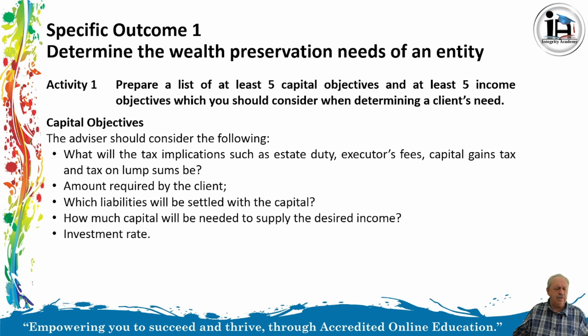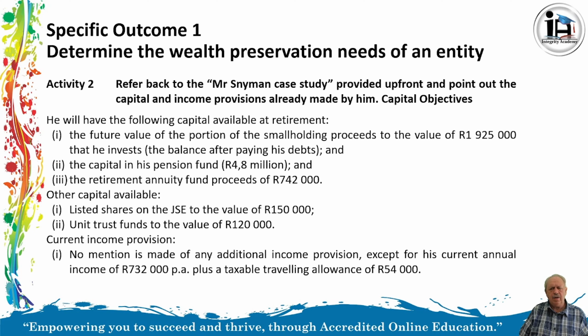Right, so that's activity 1. So let's have a look at activity 2. Here we're going to refer back to a case study of Mr. Snyman that's in the front of your workbook that I've provided you with. So please go and have a look at the capital and income provisions already made by him and what capital objectives he wants and points out to you.